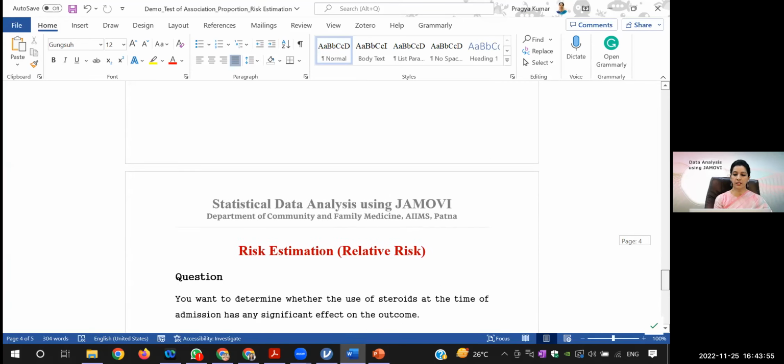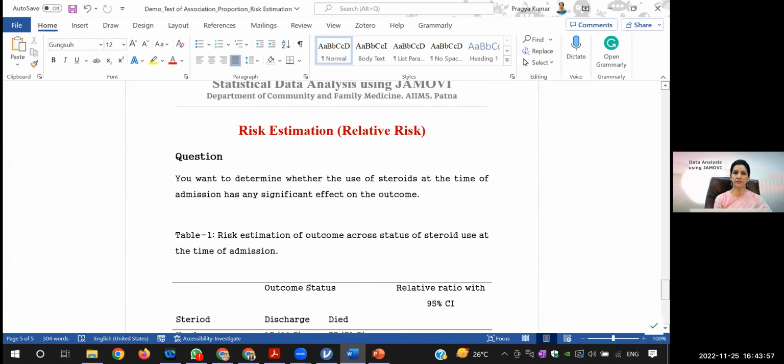If you see this relative risk, the question is, if I want to determine whether the use of steroid at the time of admission has any effect on the outcome. So it is a prospective type of study because I have given the steroid and now I want to see the outcome. So in this case, the independent variable is the steroid and the dependent variable is the outcome.